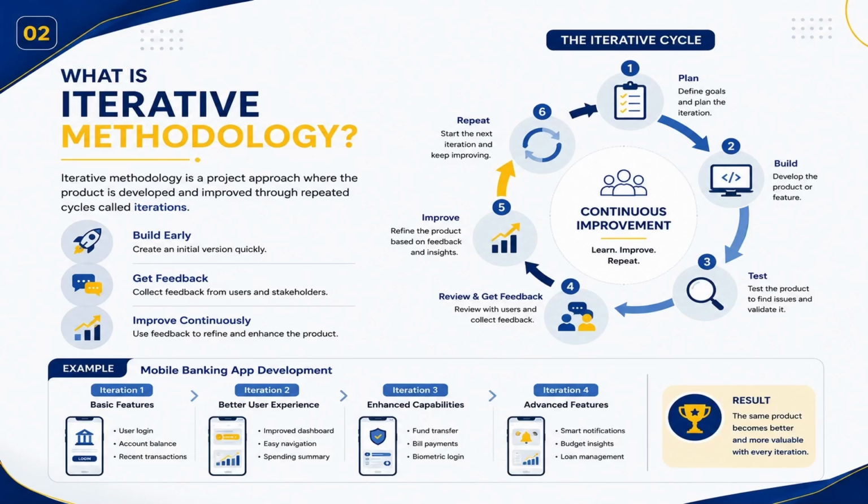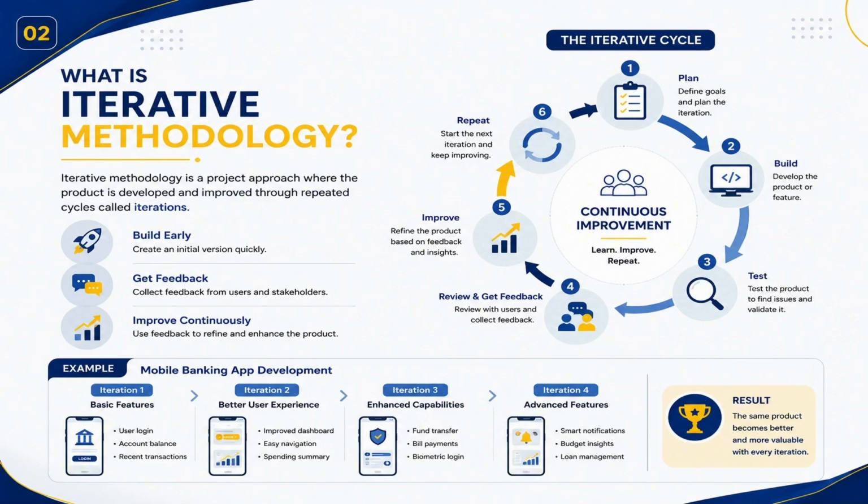What is iterative methodology? Iterative methodology is a project approach where a product is developed through repeated cycles called iterations. Instead of trying to build the perfect solution at once, teams create an initial version quickly, test it, collect the feedback, improve it, and repeat the process again and again. That is why the core idea of iterative methodology is learn, improve, repeat.